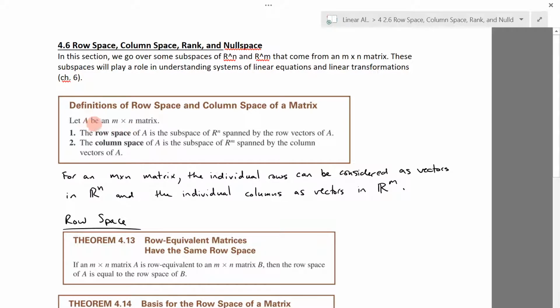If A is an m by n matrix, the row space is just the subspace of Rn spanned by the row vectors of A, and the column space is just the subspace of Rm spanned by the column vectors.